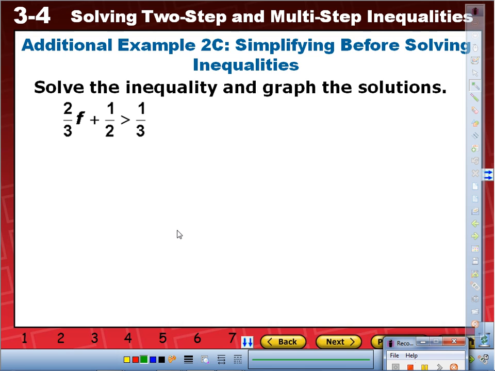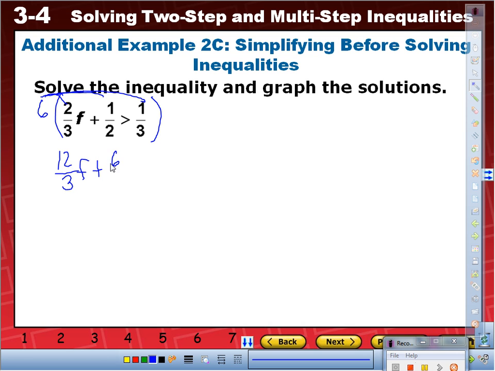Okay, let's see. Alexis, what would you do? Common denominator. Hands if you thought about that. Yes? So the common denominator for this is what? 6. Let's distribute to all the numerators. This becomes 12 over 3f plus 6 over 2 greater than 6 over 3. And let's simplify that. We get 4f plus 3 greater than 2. Do you know what to do from there? Yes, finish it off, please.